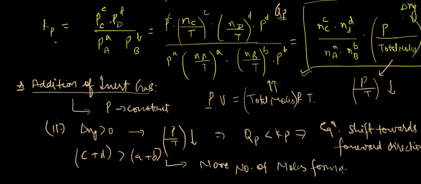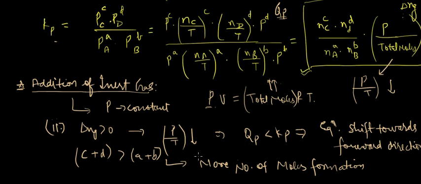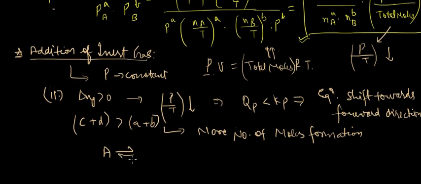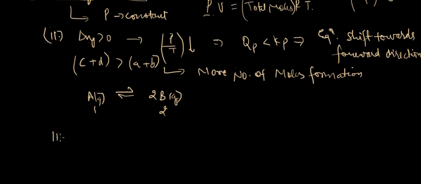So simply put, if I take an example, let's say A gaseous gives 2 moles of B gaseous. If the reaction is shifting in the forward direction, then I am losing 1 mole but getting 2 moles of B. Hence more moles are formed when pressure is constant and delta Ng is positive. Now what other case can we have, when delta Ng is negative?